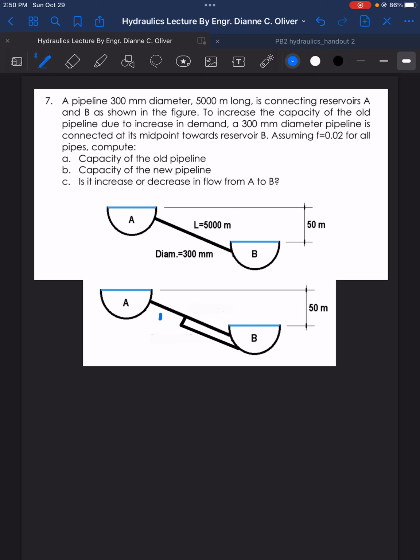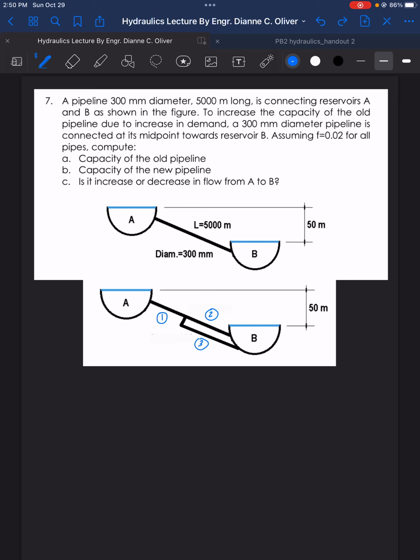we have here pipeline 1, the old pipeline, the original pipeline number 2, and the new pipeline number 3. But they have the same diameter. So as you can see, the old pipeline and the new pipeline have the same diameter. They also have the same friction factor. It's just that they added an extra pipe from the midpoint towards the reservoir.